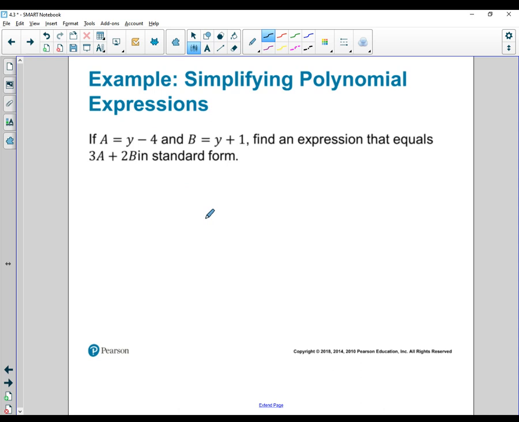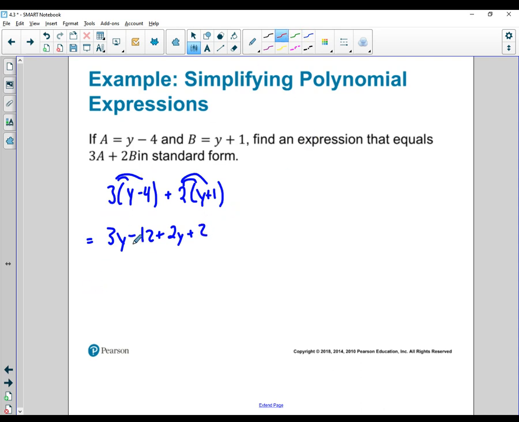So let's do another example. So now we need 3a plus 2b. Well, 3a is going to be 3 times y minus 4, if a is y minus 4, and plus 2 times b, if b is y plus 1. Distribute: 3 times y is 3y, 3 times negative 4 is negative 12, plus 2 times y is 2y, right? I'm distributing these. And 2 times 1 is plus 2.